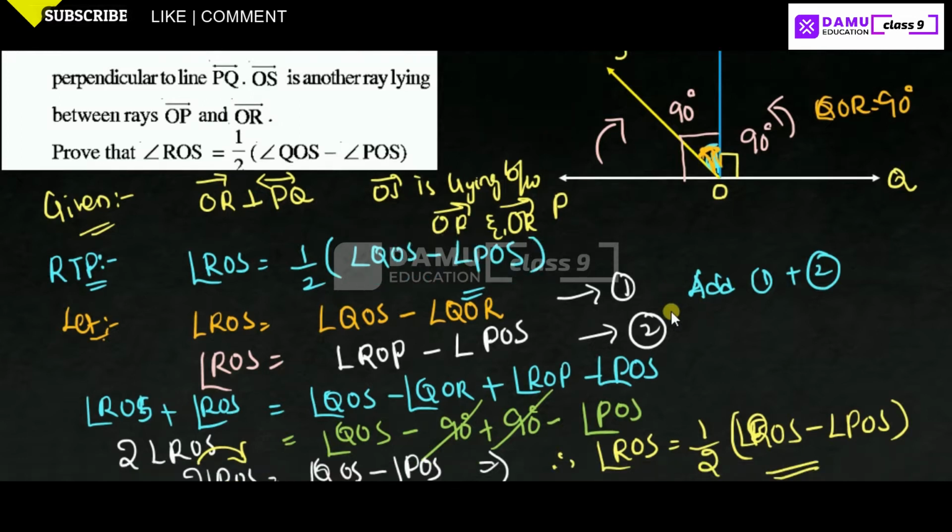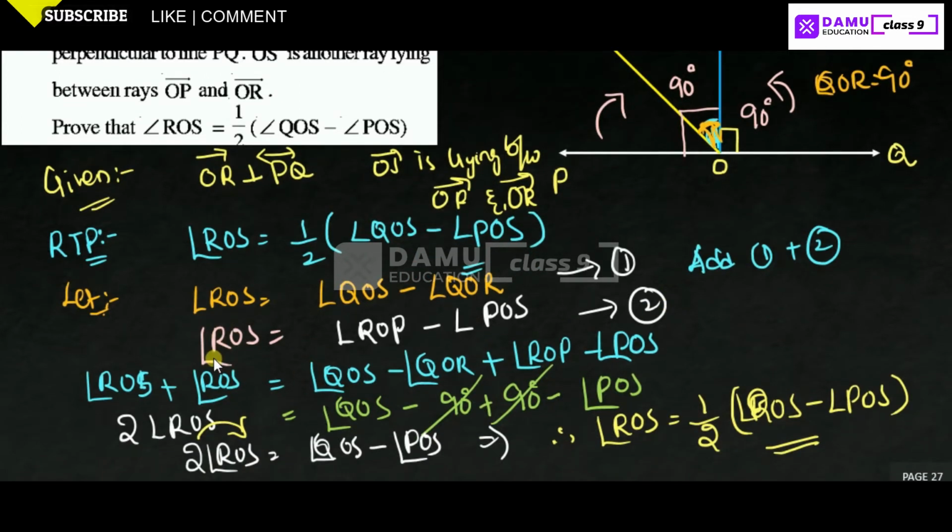Add both 1 and 2. So if you add both 1 and 2, angle ROS plus angle ROS, 2 ROS, will be equal to QOS minus QOR plus ROP minus POS. So you have subtracted 90 degrees and 90 degrees from both. Why? Because of the angles we know. So we have to subtract, plus, minus and minus. What you got is angle QOS minus angle POS.